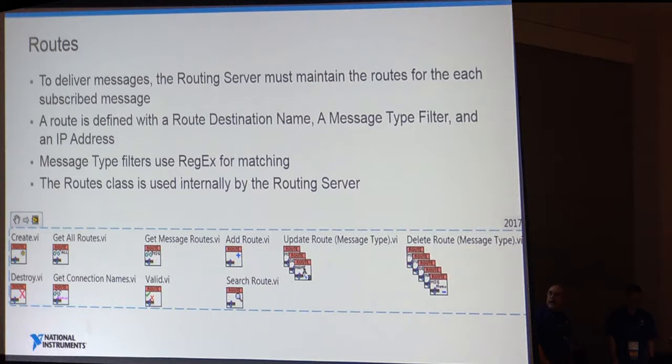And then our routing, we need internally to the routing server, it needs to maintain who's registered, who's not. And we just have a simple routing class that actually kind of goes through. You find out for a given message when our routing server receives it, who's registered, we'll then broadcast it. We obviously add, delete, and search routes, and we have different ways of adding, deleting and updating routes based on information that you provide by name, by the type, different things like that.